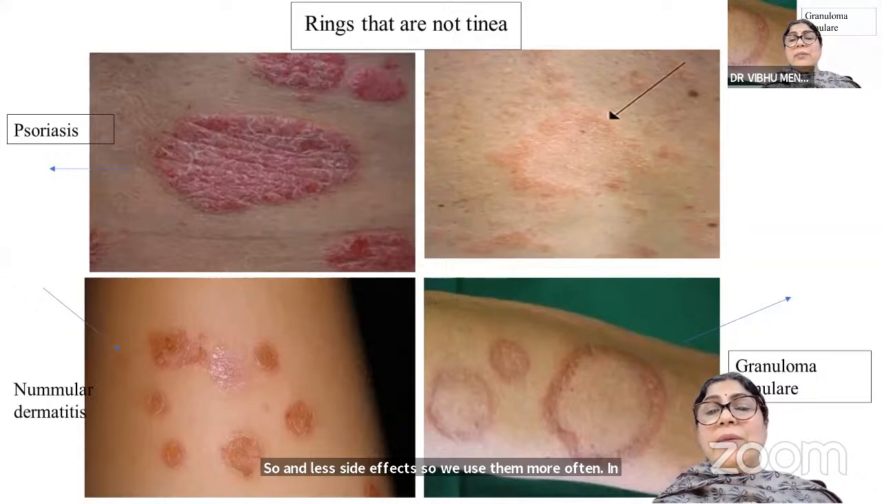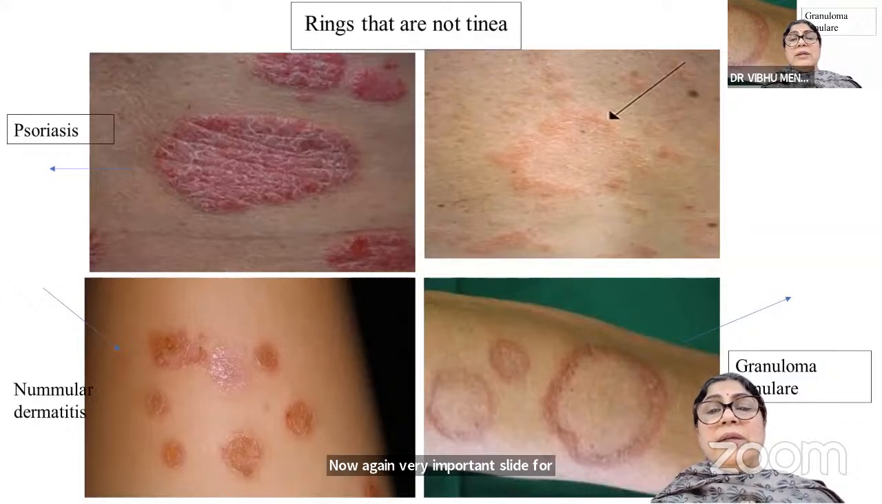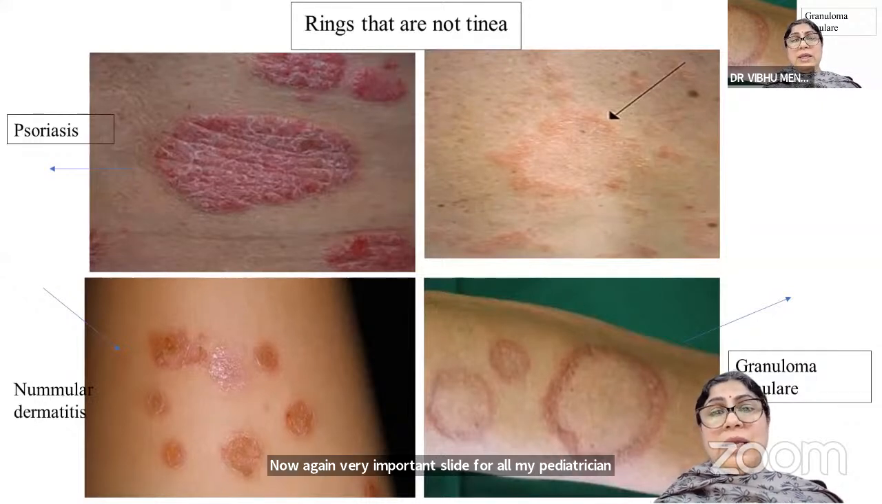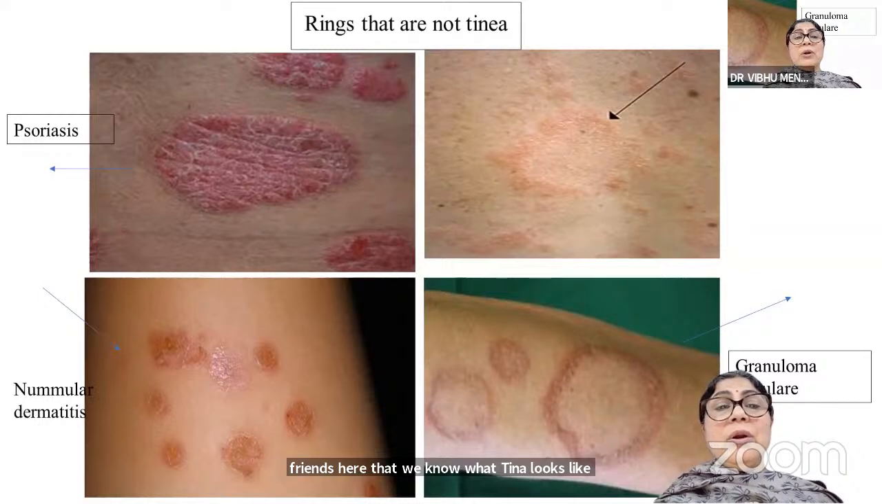Now, again, a very important slide for all my pediatrician friends here, that we know what tinea looks like. That is a ring, but not all rings are tinea. So that is also a very important thing to bear in mind. So which other lesions can look like or mimic tinea?